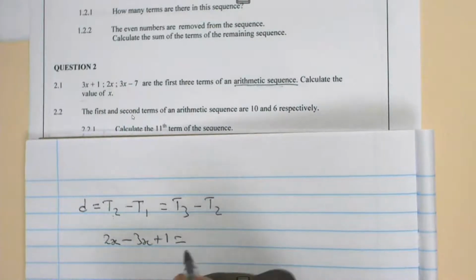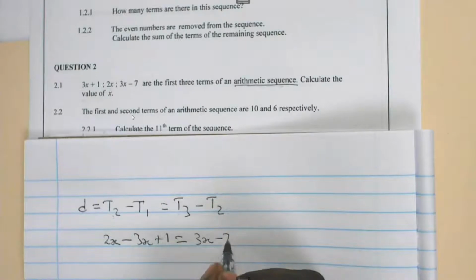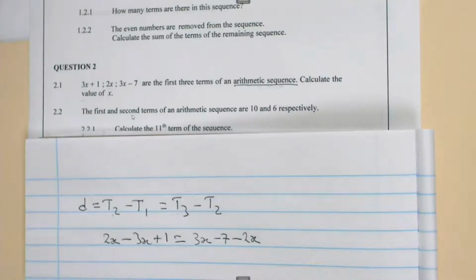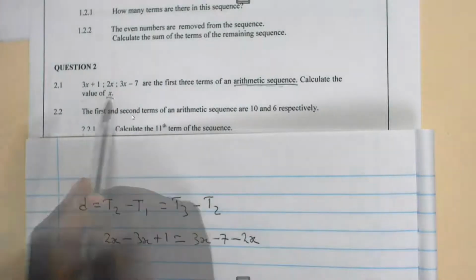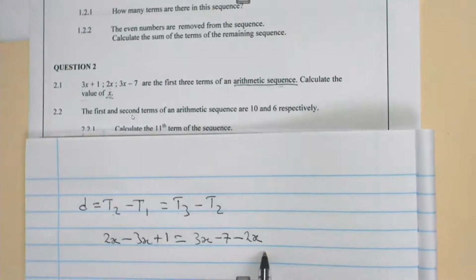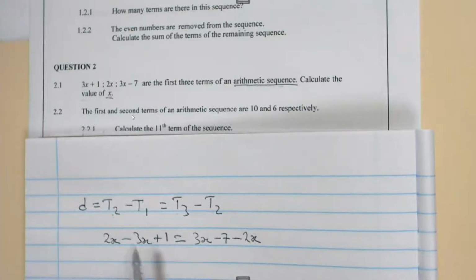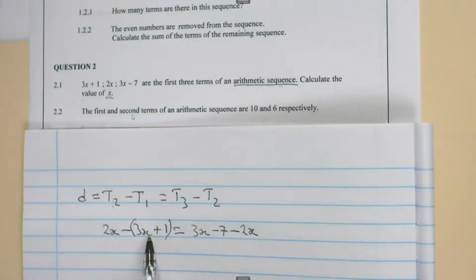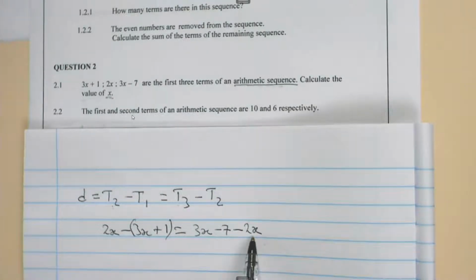Term number 3 is given as 3x minus 7, minus term number 2, which is 2x. And then we are tasked to calculate the value of x. There is our equation. It is in terms of x. X is the only unknown that we have there. Now, let us subtract. This term needs brackets because it's more than one term. Remember, if you subtract more than one term, you need brackets. If it's one term, then it doesn't need the brackets.